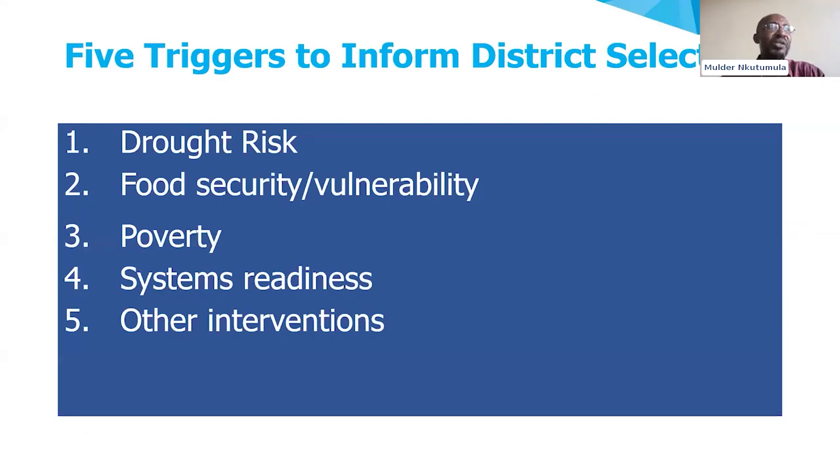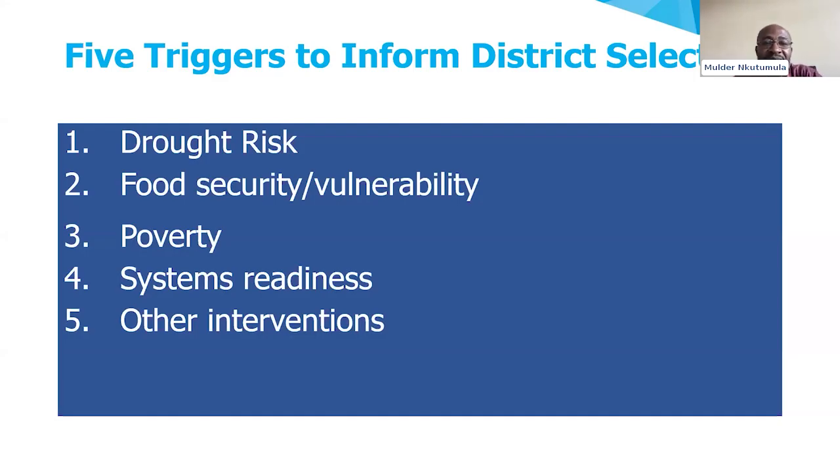For us to identify a district, in other countries they call it a province, but we call it a district, we look at five characteristics. The first one, the district should be a drought prone district. Over the past 10 to 20 years, we look at food insecurity and vulnerability. We also looked at poverty levels, because a district may be food insecure, but the poverty levels may be a little bit high or low.